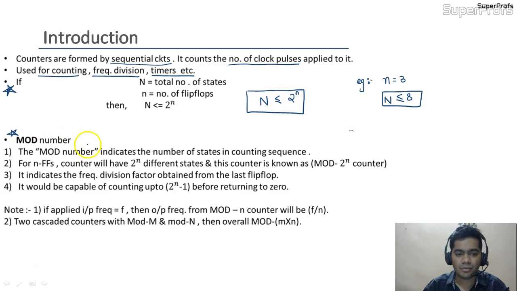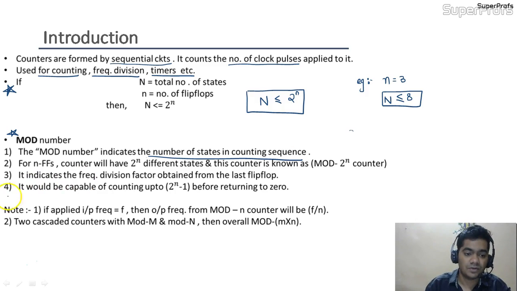What is meant by mod number? The mod number indicates the number of states in the counting sequence. So if we have a counting sequence for 3 flip-flops, the mod number would be 8, because it is counting from 0 to 7, that is 8 clock pulses. So for n flip-flops, the counter will have 2 raised to the power n different states, and this counter is known as a mod 2 raised to the power n counter.